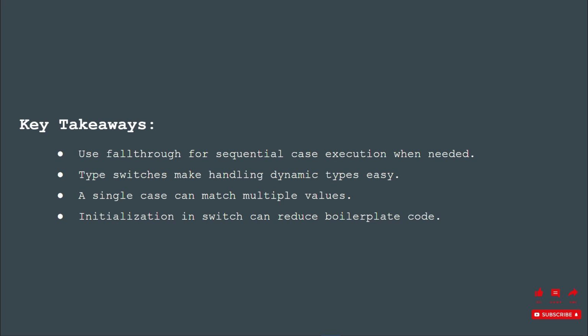Finally, these are the key takeaways from this lesson. Use fallthrough for sequential case execution when needed. Type switch makes handling dynamic types easy. A single case can match multiple values. Initialization in switch can reduce boilerplate code.